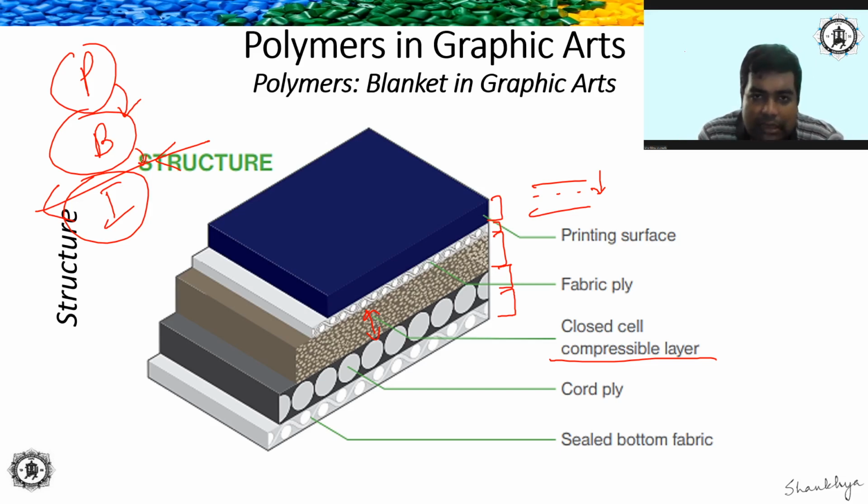So if the elastomer that has been used in the blanket does not have a good affinity towards the ink, then that will not serve the purpose, right? Will it? No, it will not serve the purpose. So that is the first quality that this blanket should possess. What is the second quality?